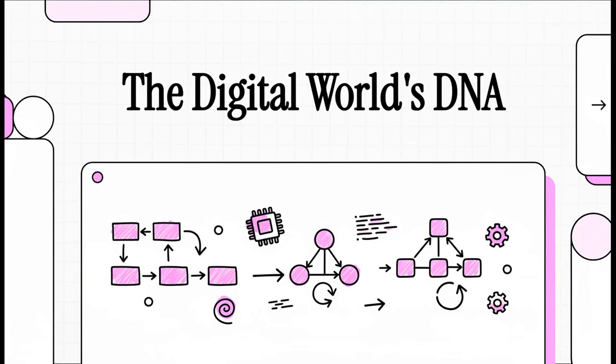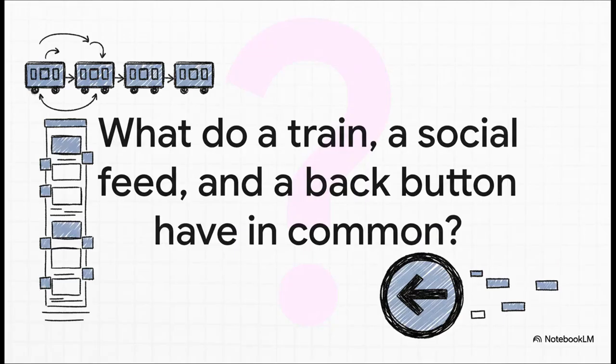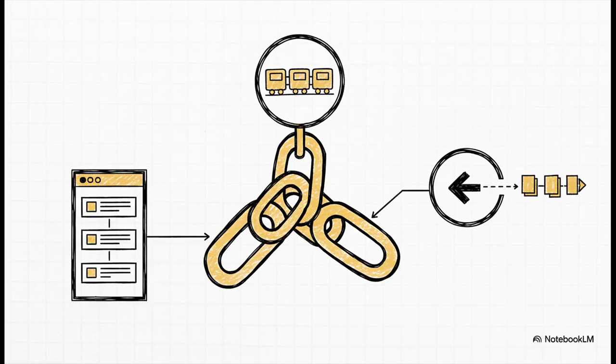Hey everyone, and welcome. Today we're going to pull back the curtain on one of the coolest, most powerful ideas in all of programming. Seriously, it's a tiny piece of code that is secretly running almost your entire digital life. So let me ask you a quick question. What in the world does a train, your social media feed, and your browser's back button all have in common? I know, it sounds like the start of a bad joke, but there's a really clever connection here, a hidden secret they all share. And that secret is a chain.